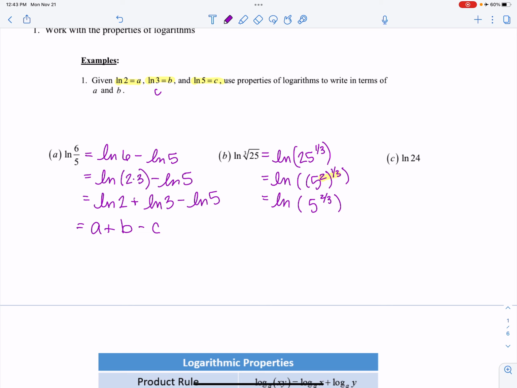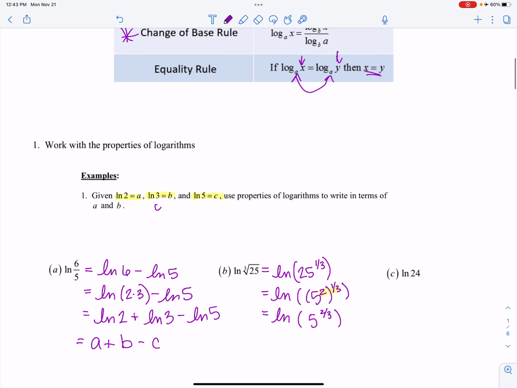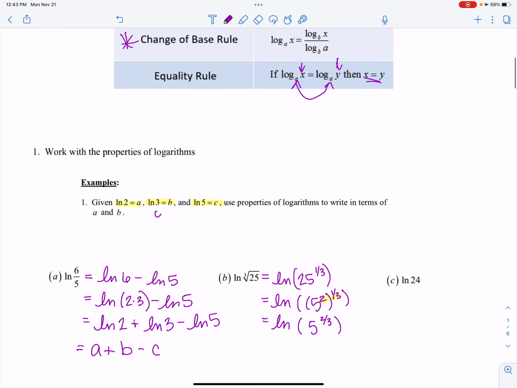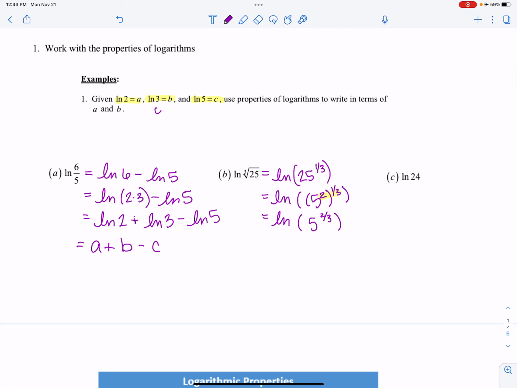And now I can use the power rule from above. Whenever we have an exponent raised to a power, we can rewrite that as the power multiplied times the log. So let's pull that 2/3 out front. 2/3 natural log of 5, and natural log of 5 is represented with a C. So 2/3 C.